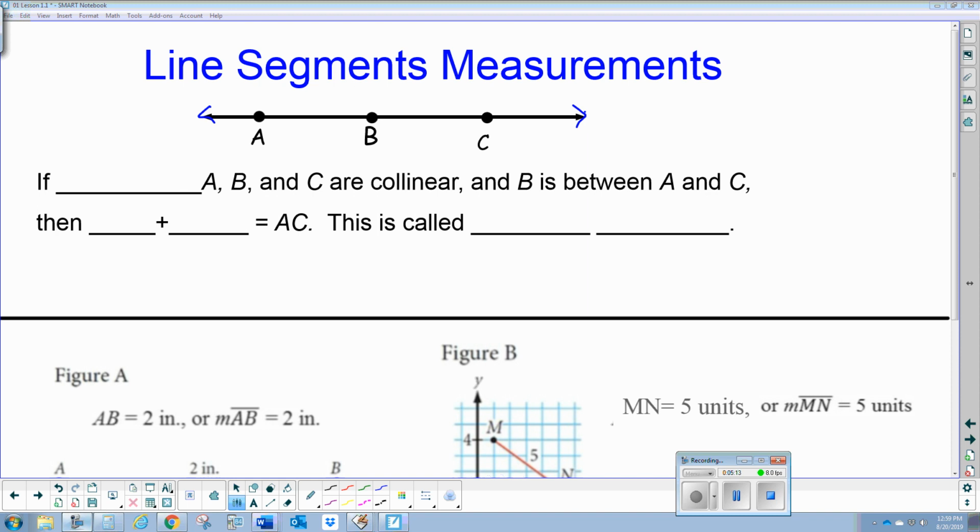We have a property called the segment addition property, and it says that if points A, B, and C are collinear, and B is between A and C, then segment AB plus segment BC is equal to segment AC. This is called segment addition.